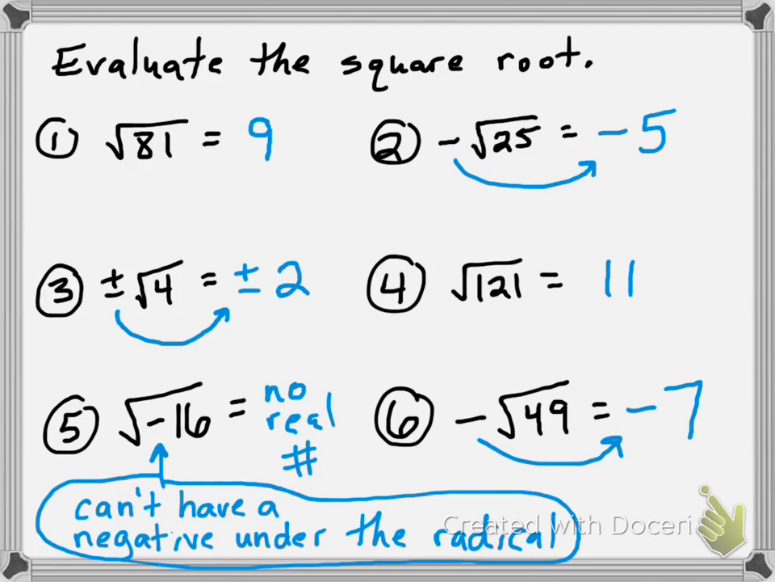So, as you can see, like I said, you're just taking the square root of whatever it says to take the square root of. Square root of 25 is 5. Square root of 121 is 11. Square root of 4 is 2. Okay, and then if there's a sign in front of the radical, you put it in front of your answer. Okay, now, but here's the only one that's different. If there's a negative under the radical, then it's no real number every time.